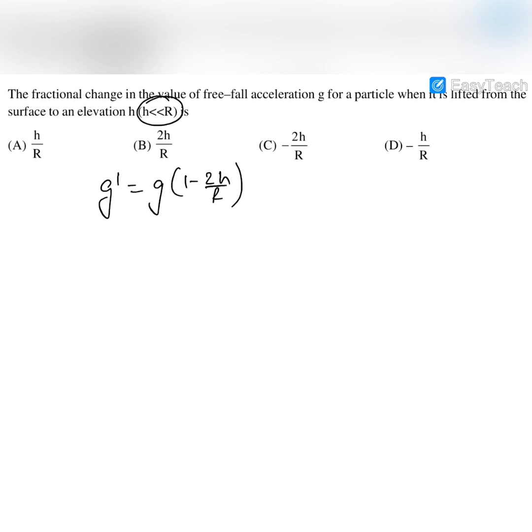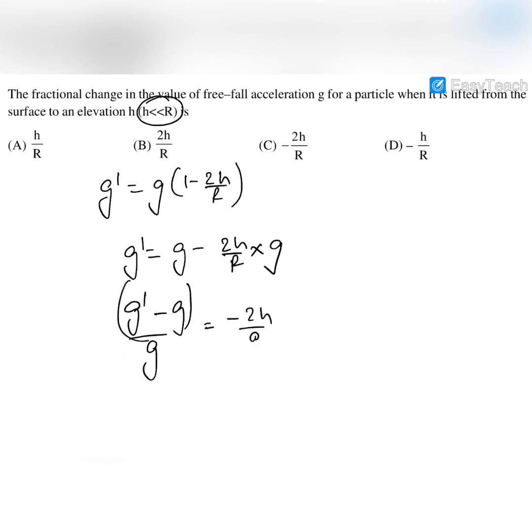So we know that fractional change would obviously be g dash minus g. So g dash is equal to g into 1 minus 2h by R, and g dash minus g divided by g is equal to minus 2h by R. So the fractional change will be equal to minus 2h by R. So the correct answer is C. Now we move on to the next question.